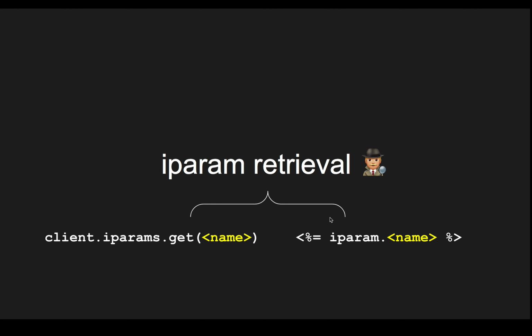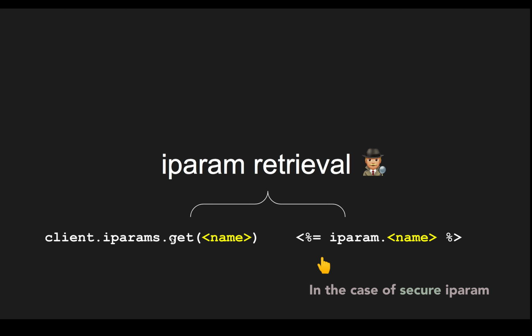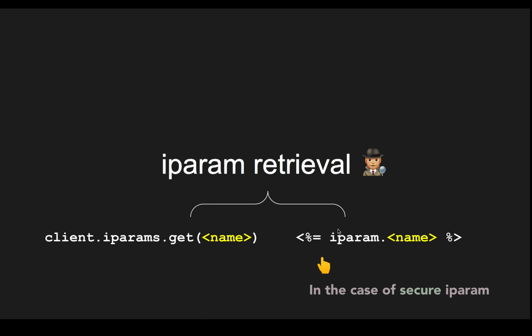iparams can be obtained in two different ways, and it depends on whether the iparam is secure or a normal iparam. In the case of a secure iparam, we use the templating technique, which is the second one here. And if it's a normal iparam, we can get it using the client API itself, which is client.iparams.get.